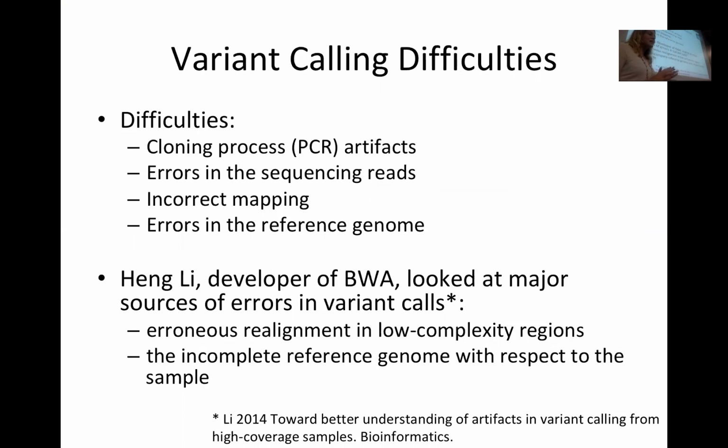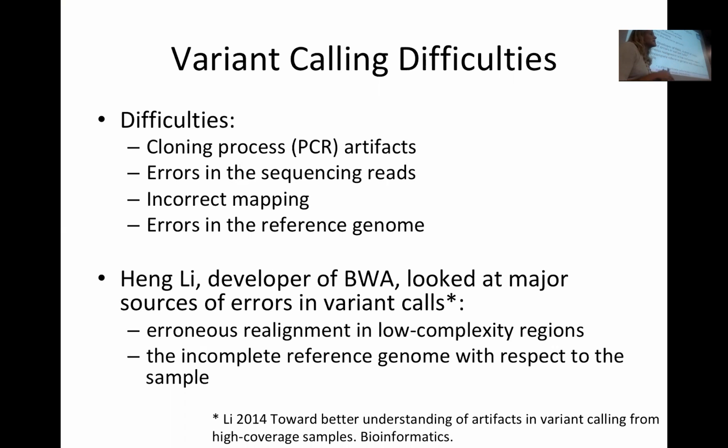There are a number of difficulties that make this process harder. Cloning artifacts are a big one. If you introduce an error during PCR and then continue to PCR, you just amplify that error, and then that looks like a real thing. So that's a problem. Errors in the sequencing reads, specifically from the instrument, are also a problem. The instrument isn't able to call a base very well. Incorrect mapping is another: if you're mapping reads to the wrong location in the genome, you'll potentially think that there are variants in that region that aren't there. And this is compounded by errors in the reference genome itself.